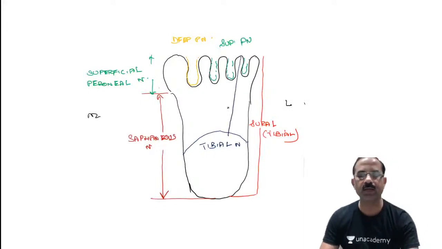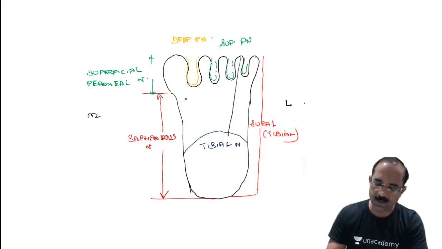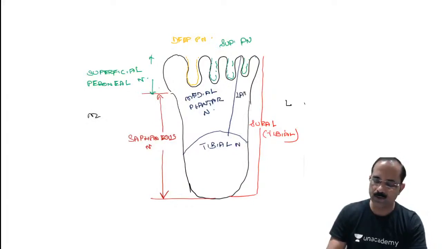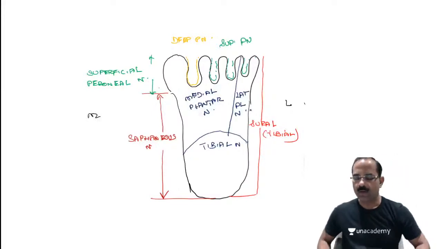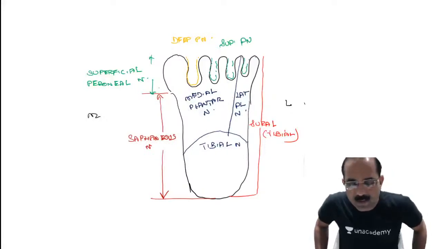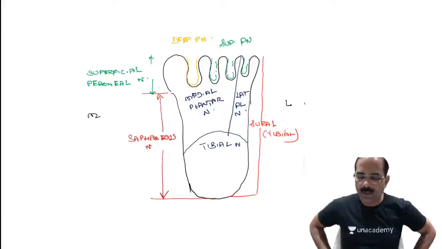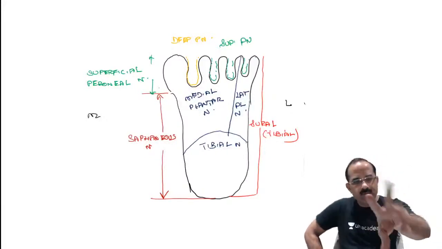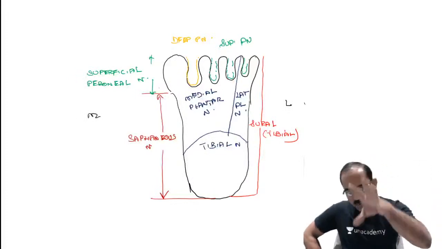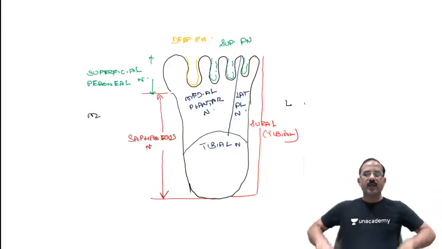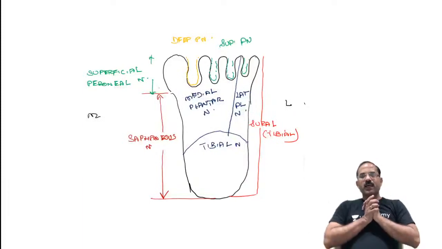3.5 fingers on the medial aspect are supplied by the medial plantar nerve, and 1.5 fingers are supplied by the lateral plantar nerve. Remember students, the medial and lateral plantar nerves are both branches of the tibial nerve. Remember this.